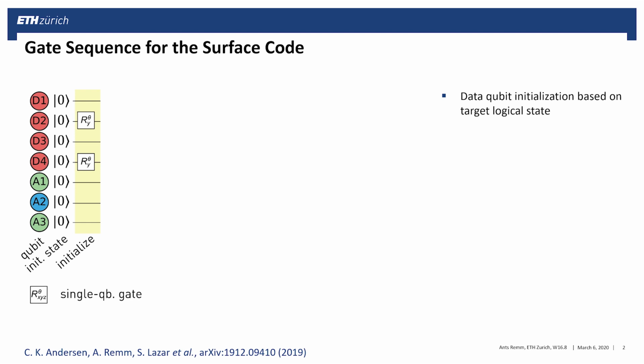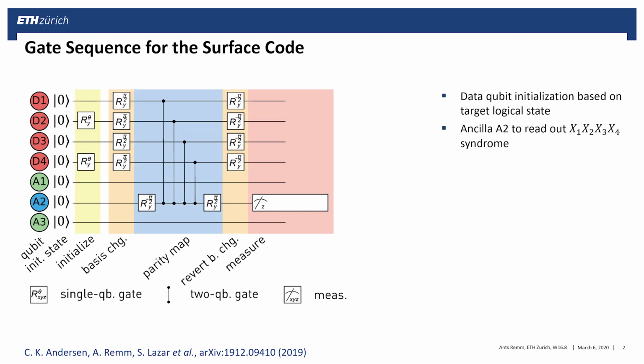We start off by looking at the gate sequence that we need to run to operate our surface code. We start with all the qubits in the ground state, and we then initialize the data qubits with single qubit gates depending on which logical state we want to prepare. We then start with an XXXX stabilizer, which we implement by mapping the X parity of the data qubits to the ancilla A2 by single qubit gates and 4 2-qubit gates. We then measure out the state of the ancilla to extract the stabilizer outcome.